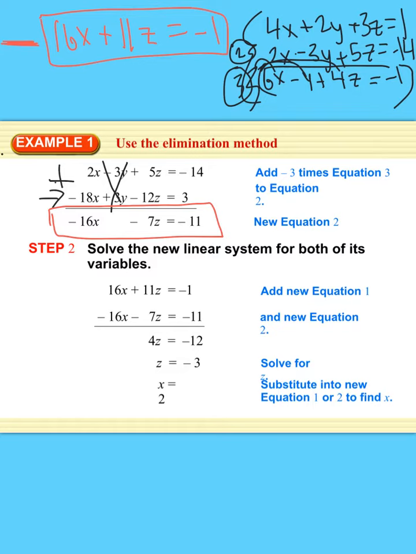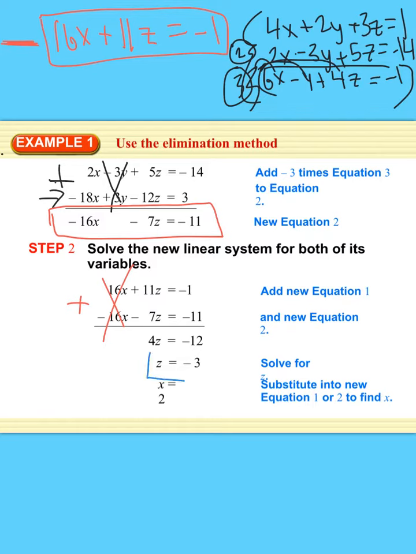So lining them up, I can see that my x coefficients are the same and they only differ in their sign. So I can just go ahead and add right off the bat. Usually in some cases you might have to multiply by a constant. Do you remember that from 3.2? But now we're just going to add, so our x's cancel, and 11z minus 7z is 4z. Negative 1 plus a negative 11 is negative 12. And if I divide by 4 on both sides, I'll get z equals negative 3.